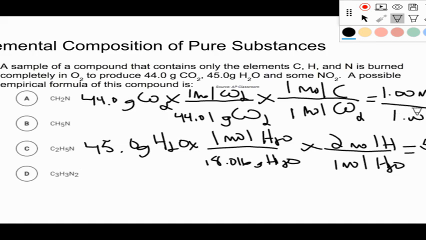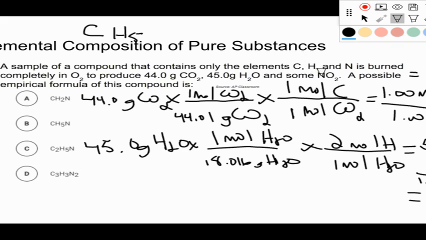So then what I'm going to do is divide through by my smallest number of moles, which is 1. So 1 divided by 1 gives me 1. 5 divided by 1 gives me 5. So I know that I have 1 carbon, and I know that I have 5 hydrogens. I can get that from doing my conversions.